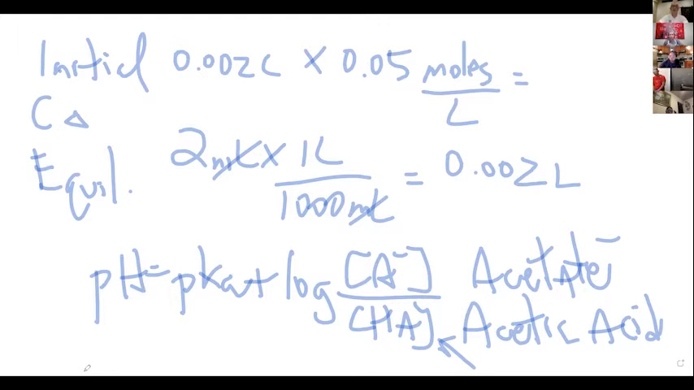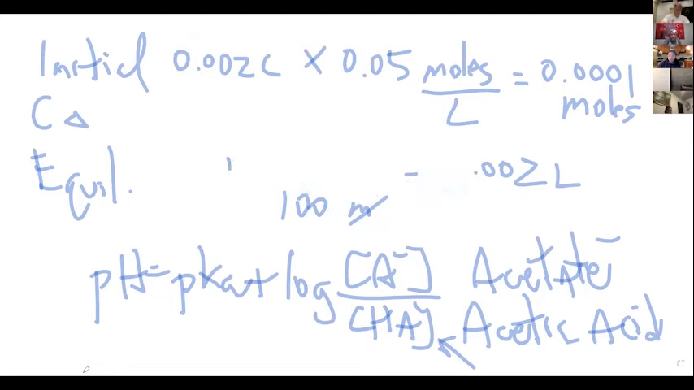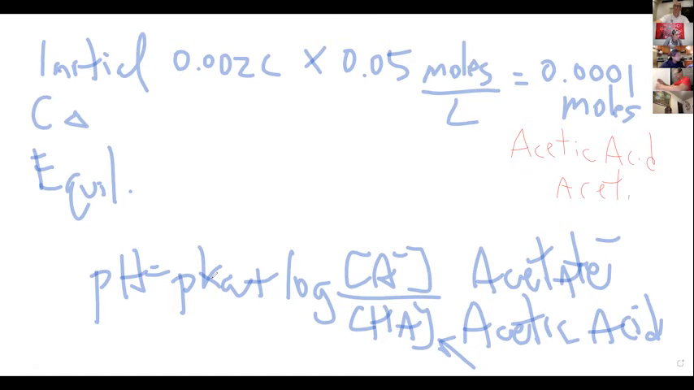So how many moles is that? It ain't a lot. It is 0.00001. I think that's the right number. Nope, sorry, 3 zeros. Oops, my bad. Moles. So that's moles of both acetate and acetic acid. Because they're both in the same concentration, that's the number of moles of both acetic acid and acetate ion. So what's the change?